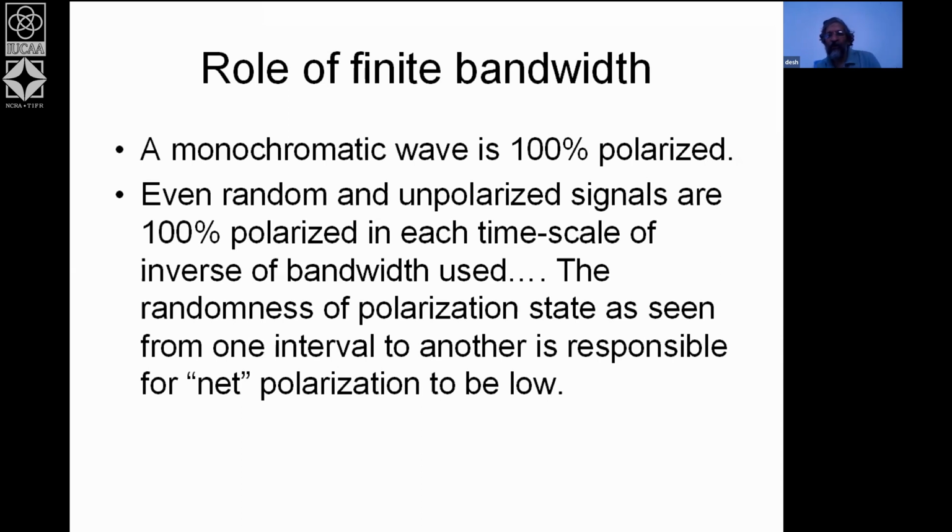So at any short interval, the signals are 100% polarized. So you go to any small section of either the spectral domain or the time domain, and you will find that there is 100% polarization. Is the superposition of these coming from different small pieces, either in time or in frequency, that leads to the net depolarization, or net component being low, if there is no relation between the different parts that you are trying to superpose.